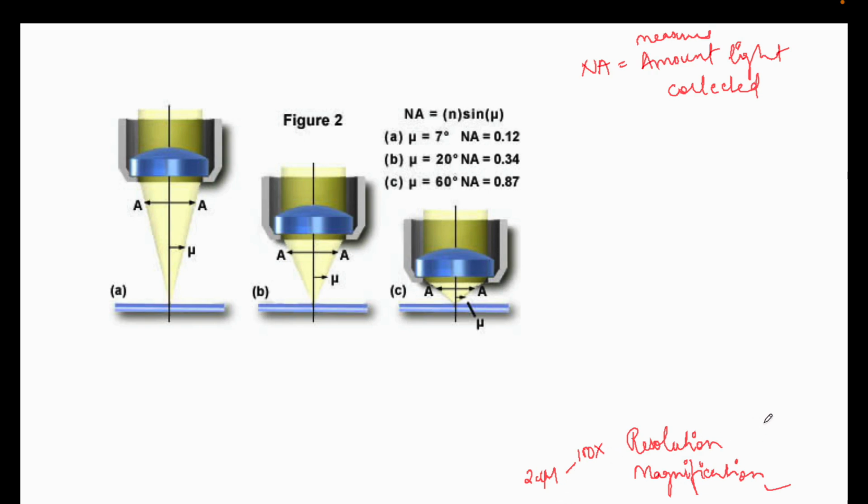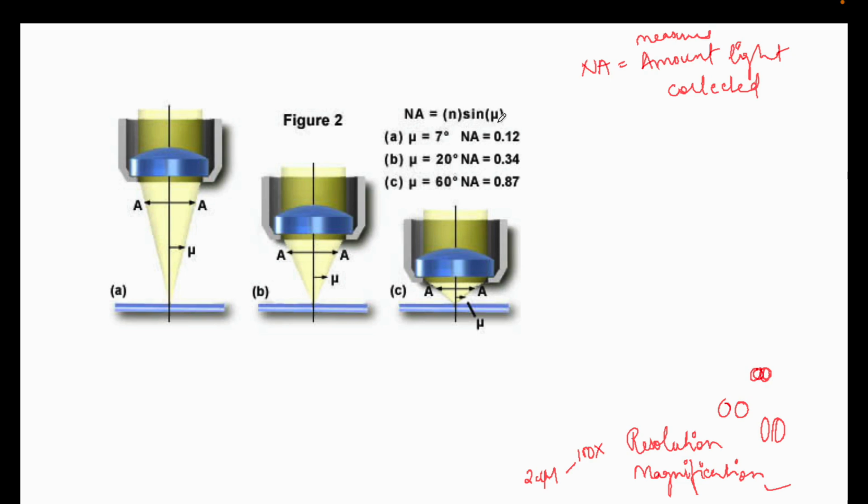And resolution is nothing but, if we have two objects, how these two objects are resolved from each other, how much clarity is between them. If these objects are close by, they are not much resolved. If we are using a high resolution microscope, then we could get two resolved objects. So resolution is the ability of a microscope or any instrument to resolve two nearby objects. So we have this formula.